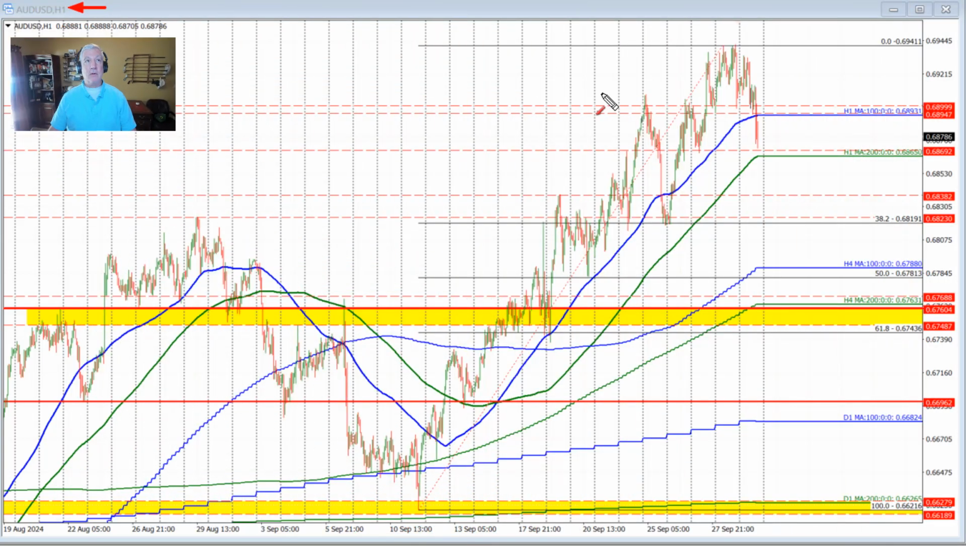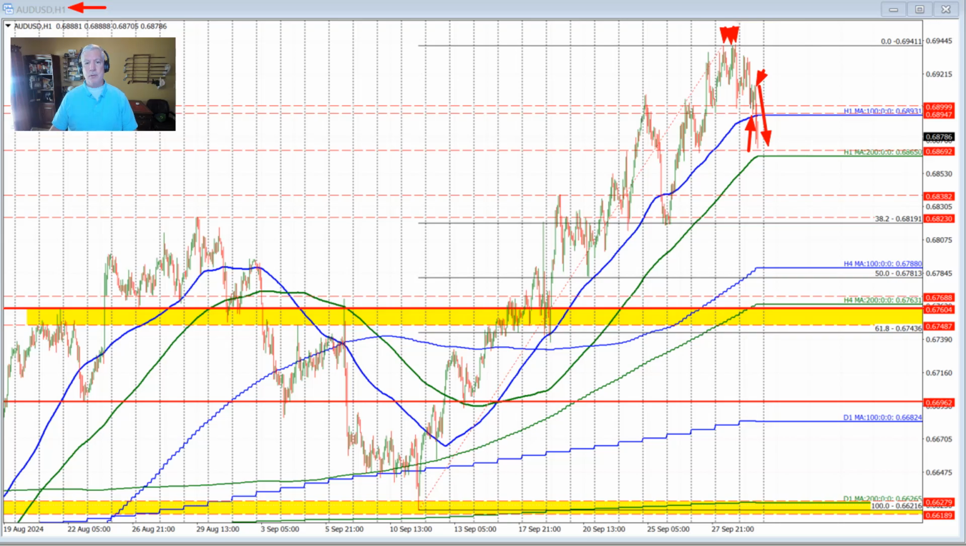Looking at the Aussie versus US dollar on the hourly chart, we had a double top in trading yesterday, or maybe even a triple top up here near the 0.6941 level. The price could not extend above that level, but then rotated to the downside. That rotation came near this swing area and also started to approach the 100-hour moving average. Trading here today, we saw an additional move down toward that 100-hour moving average and the low of this swing area. Found early support buyers against that level.